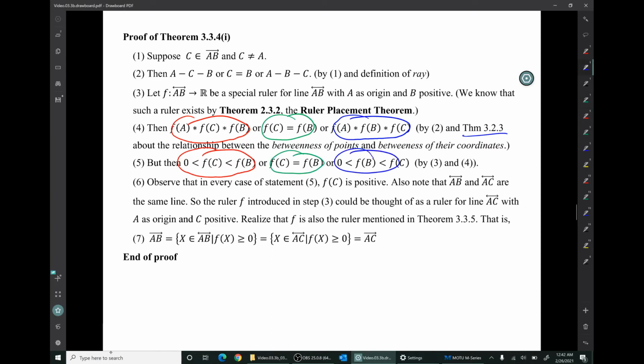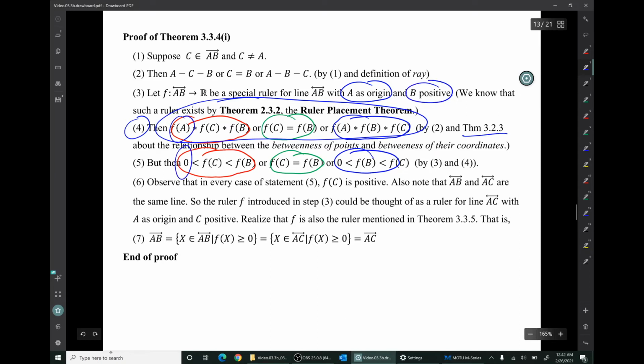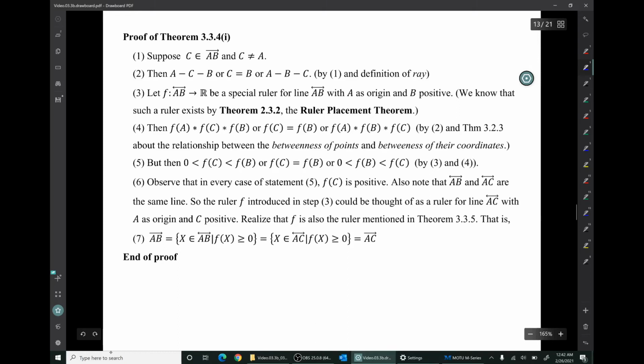Now we know that by what we said in statement 4, that we have these three relationships, but also because we know that A is origin and B is positive. That is, f of A is the number 0, and f of B is some positive number, so f of B has got to be greater than f of A. So that's how we know that these inequalities go this way. So observe that in every one of these cases of statement 5, in all three of those cases, the coordinate of C is a positive number.